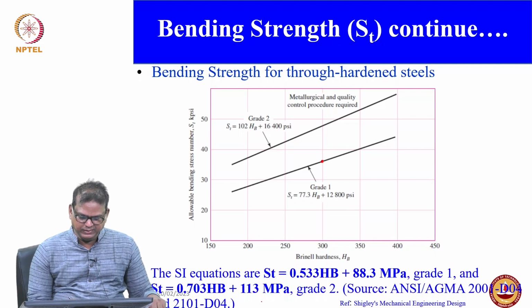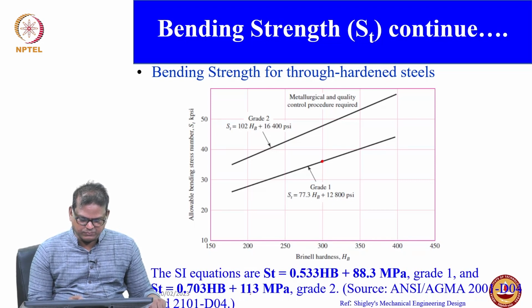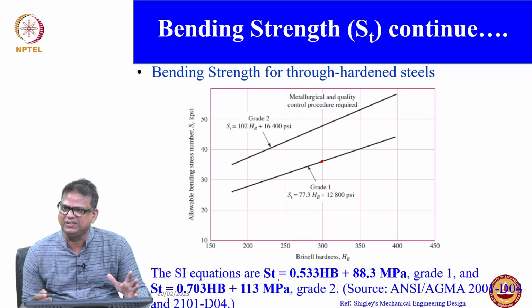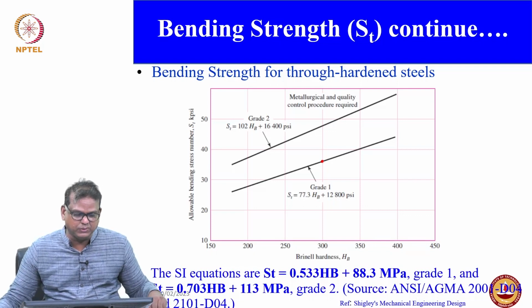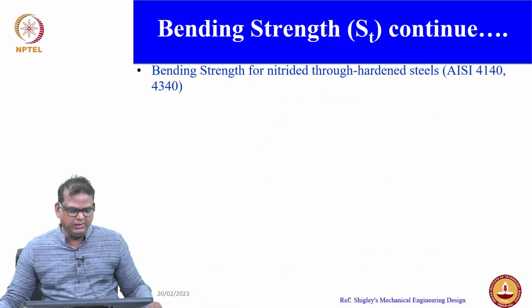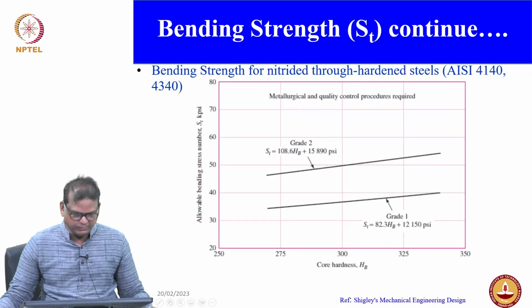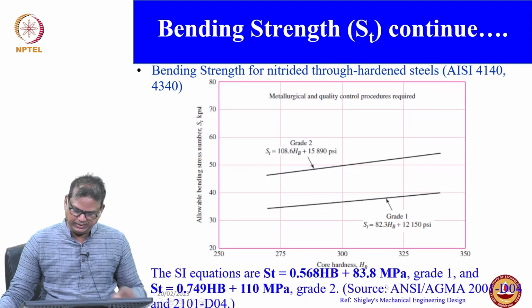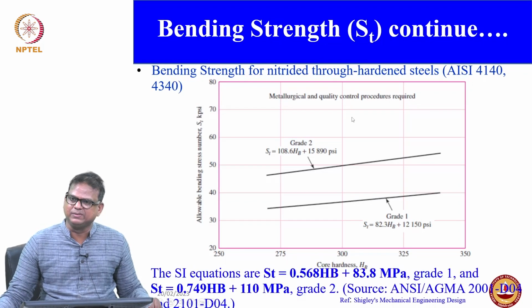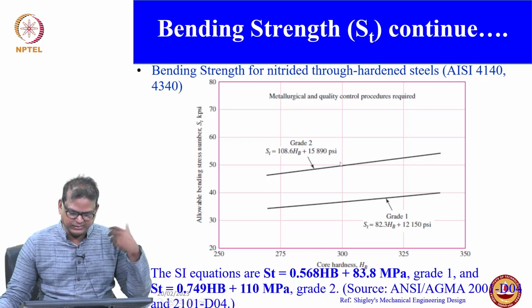This is in PSI, and these are given in SI units. So you substitute 0.703 into 300 plus 113 and it will give you the strength of the material. This is one way for the through hardened steels. Similarly, you can find out for the AISI 4140 and 4340, which are nitrided through hardened steels. Same, depends on what its hardness is, that also you can do.